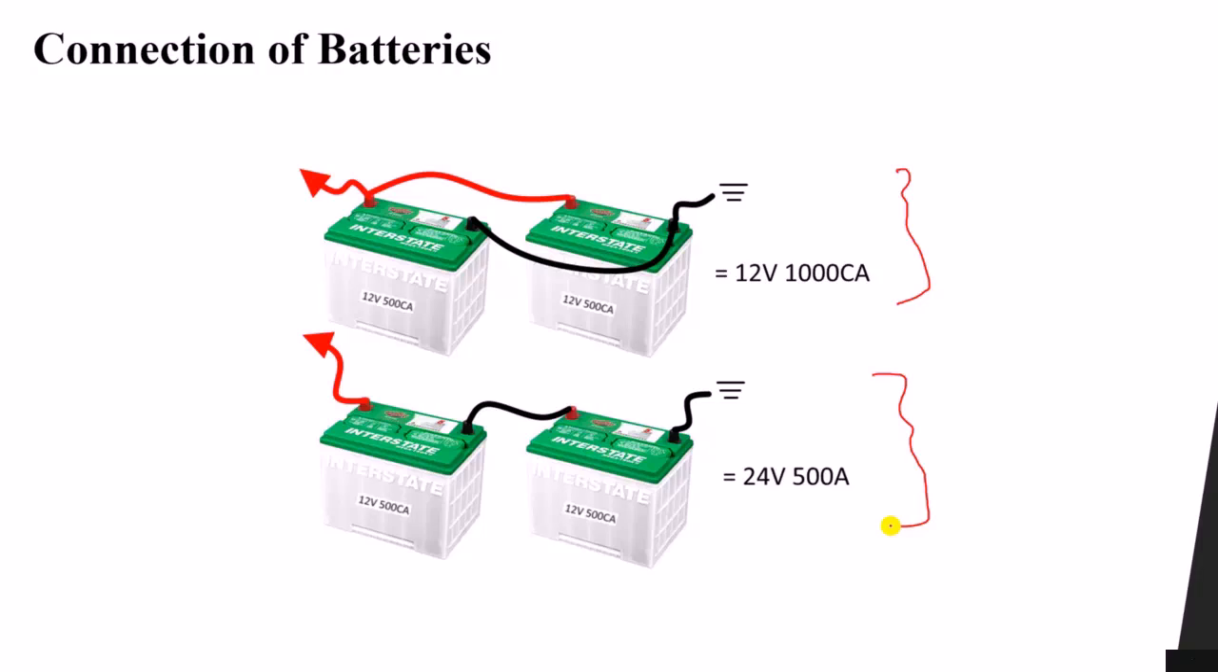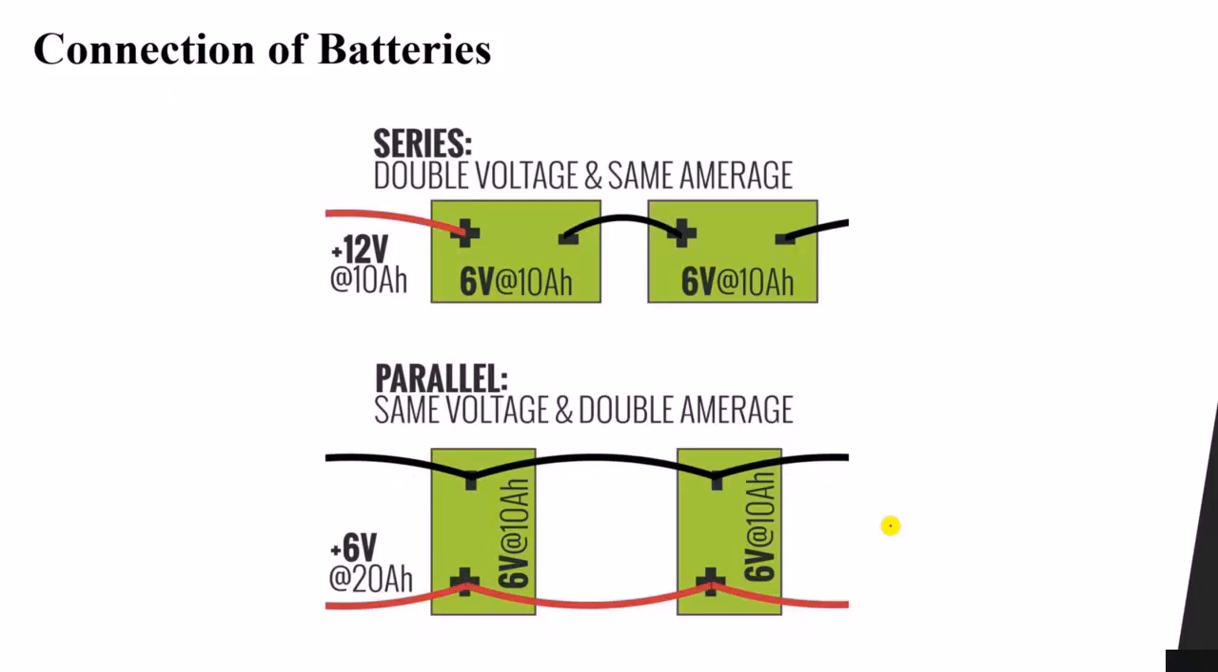Now, why did we discuss this? Because it is the same idea in PV panels. As you can see here, the same idea for batteries. Again, we have plus minus, two batteries, 6 volt, 10 ampere hour, 6 volt, 10 ampere hour. Here you can see they are connected in series. So in series, they will have the same current, and the voltage will be the summation, which is 12 volt.